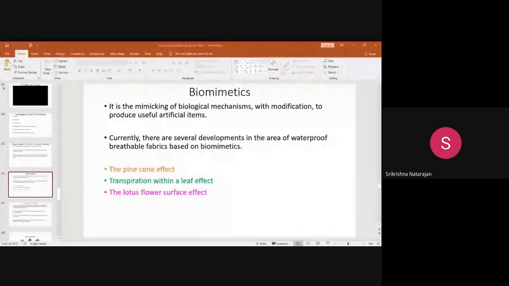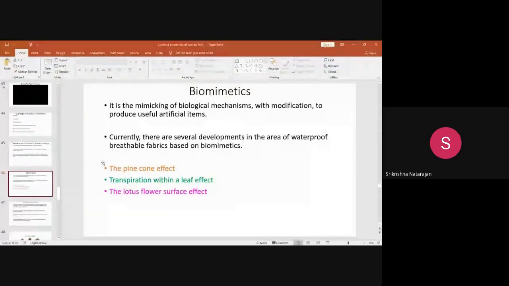So what is meant by biomimetics? Biomimetics means copying a biological mechanism. Mimicry means just imitating someone. So we are just imitating the biological mechanism. Biologically, there are various mechanisms throughout the world. Choosing some mechanisms for the development of a breathable textile is called biomimetics.